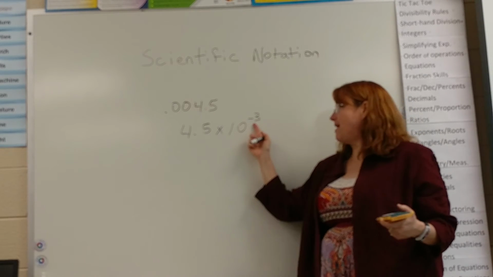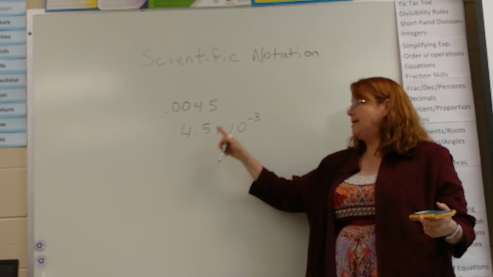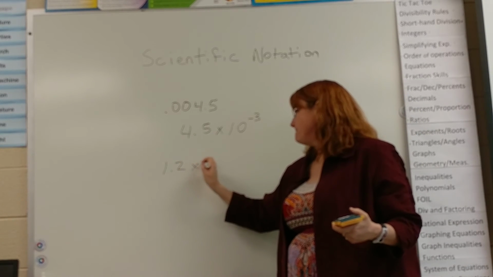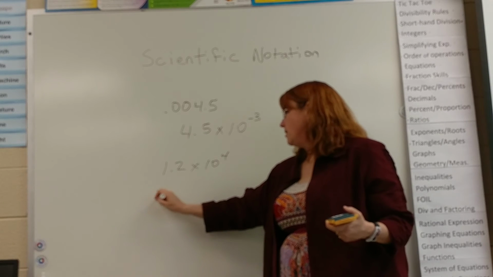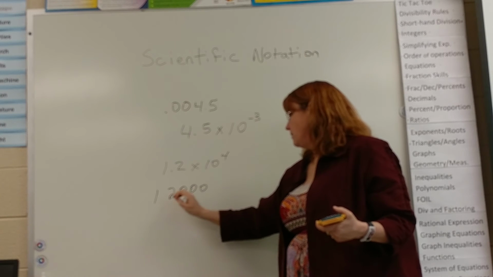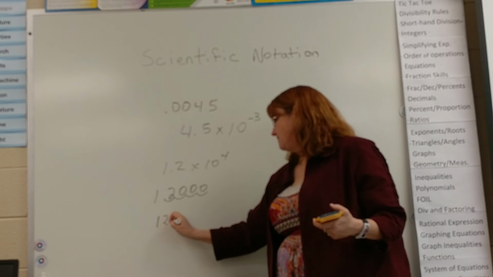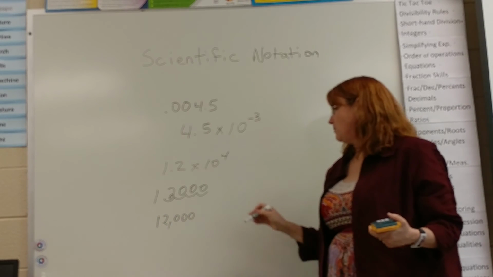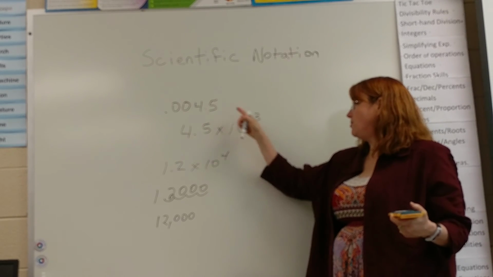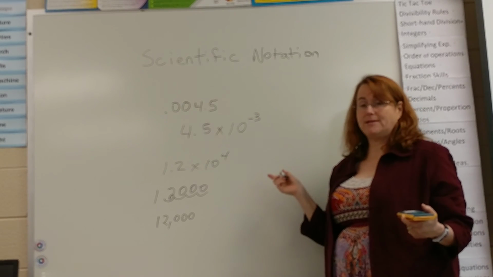So if you have a negative exponent, that means your scientific notation is going to be a decimal number. If you have a positive exponent, so you're moving 1, 2, 3, 4, and you end up with 12,000 is what that equals. This one, you started here and you went the other way. So a negative exponent means a decimal number. A positive exponent means a bigger number. And that's what scientific notation is.